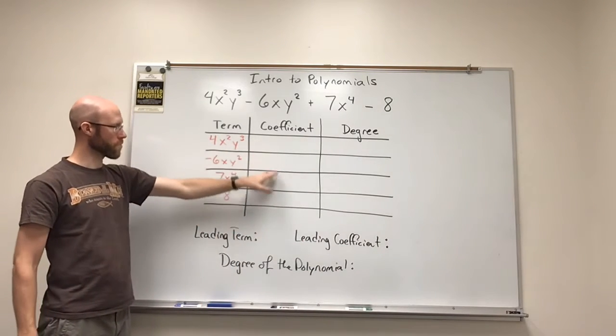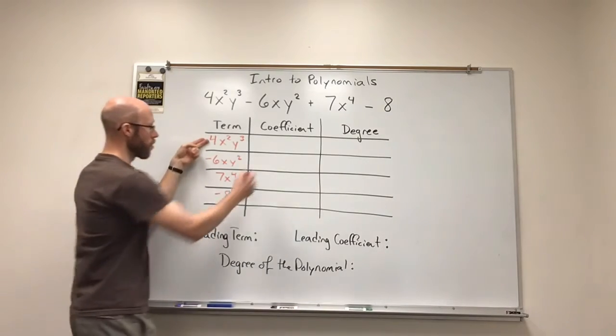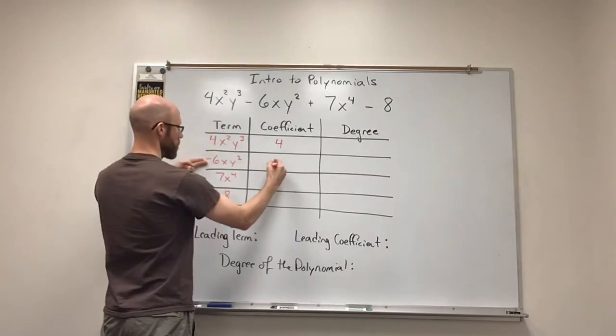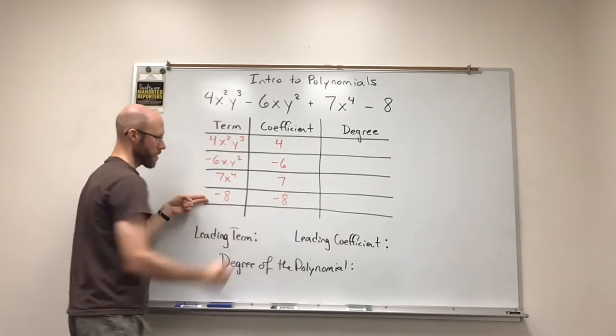The coefficient for each of these then is just the numerical part. So that would be the 4, the negative 6, the 7, and the negative 8.